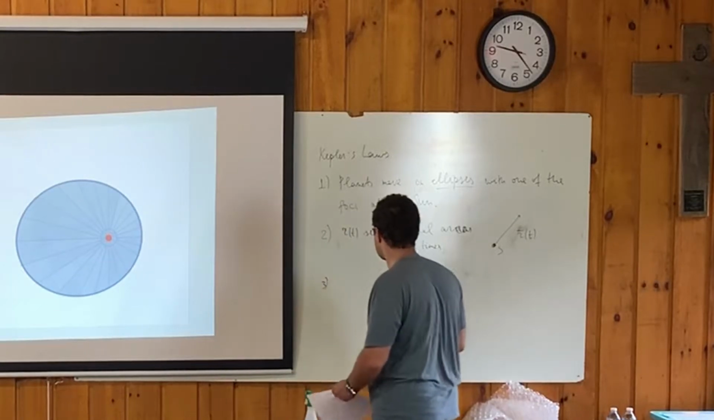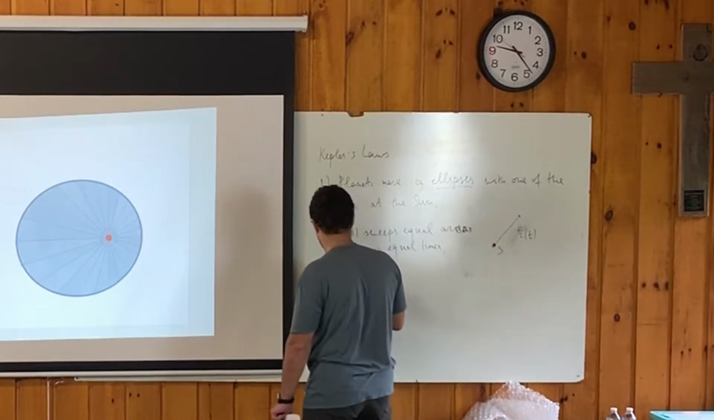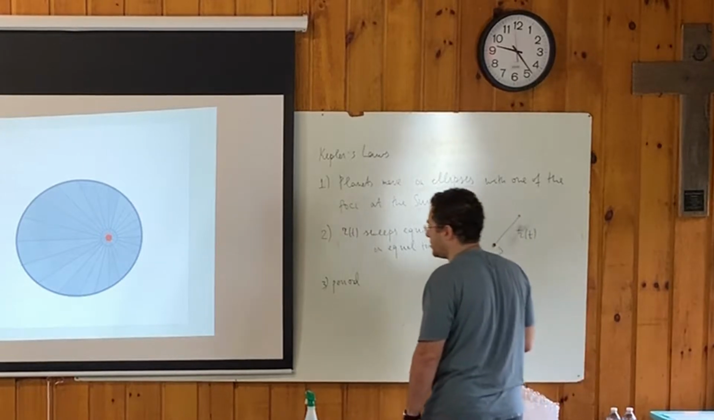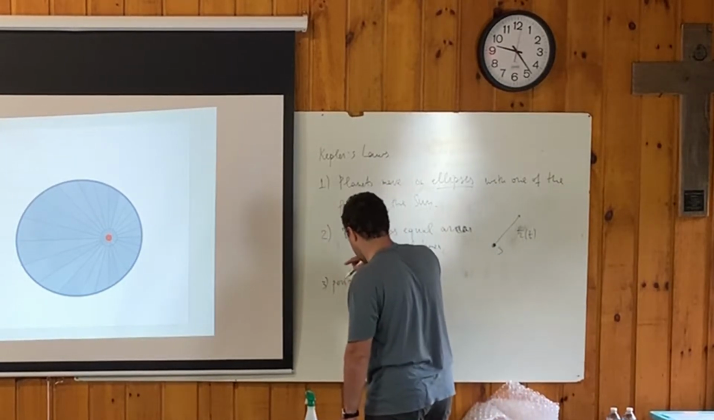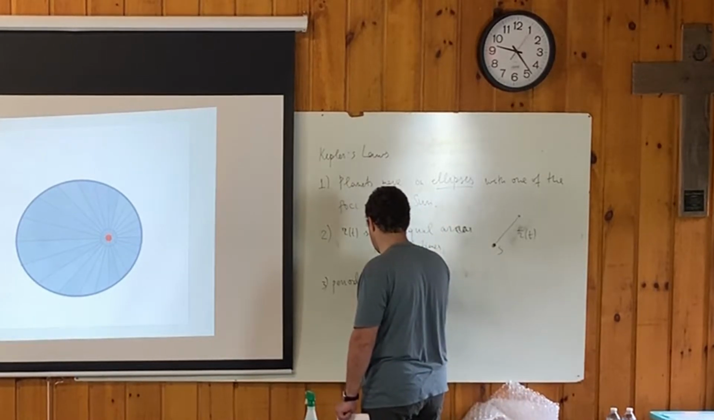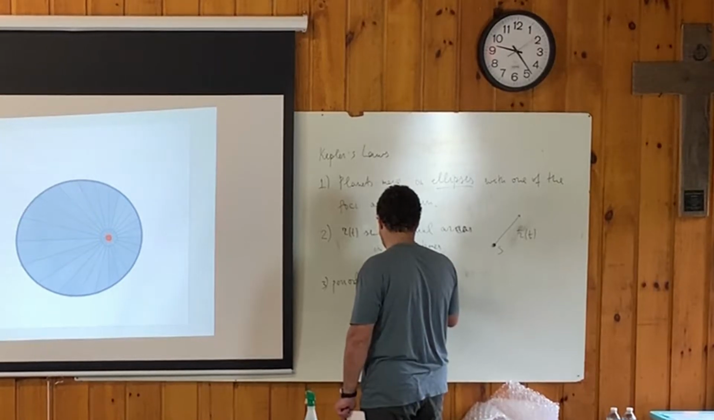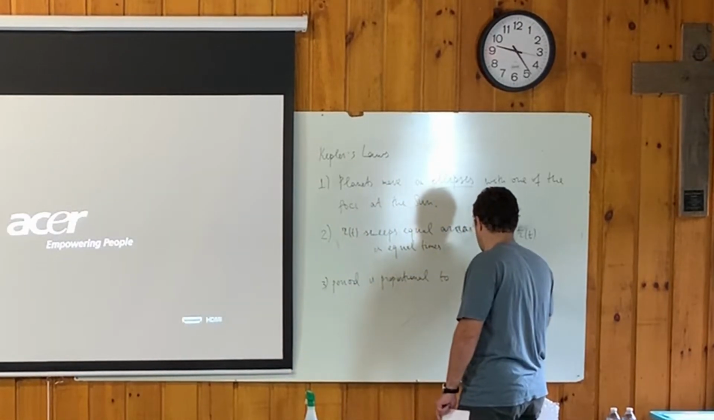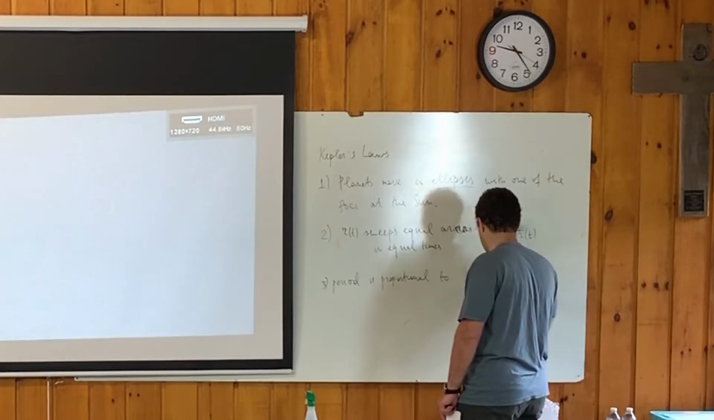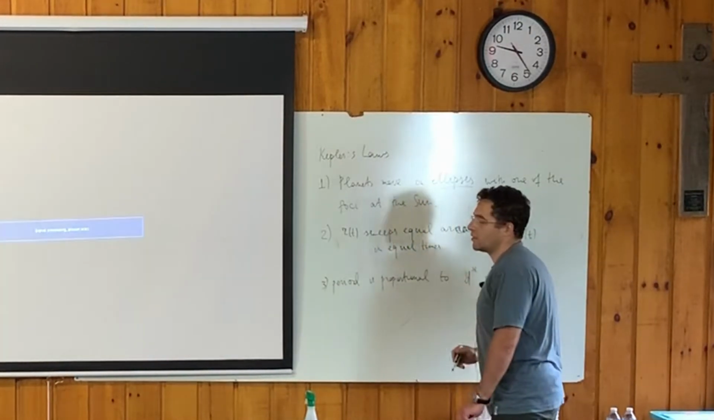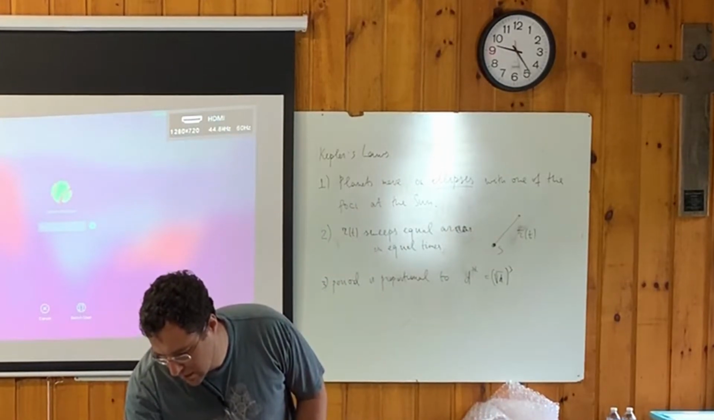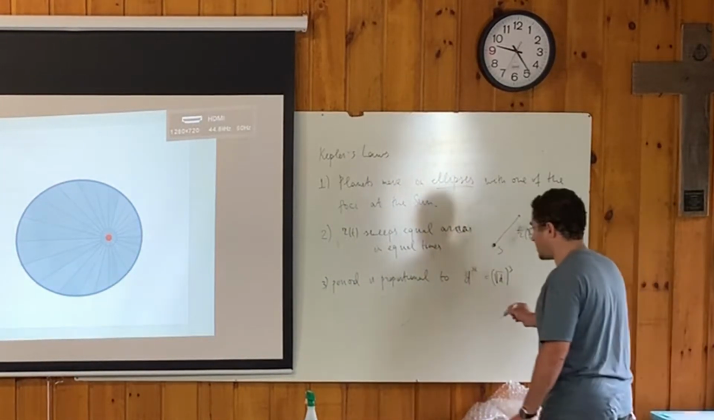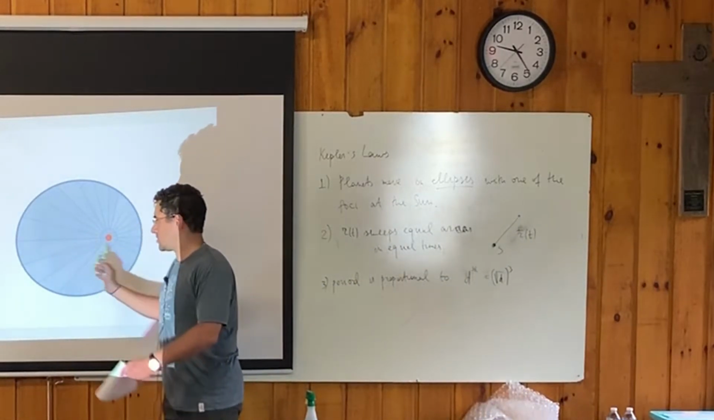And the third law is that the period of the planet going on its orbit is proportional to the major semi-axis, or the diameter d, to the power 3/2, i.e. the square root of d cubed, where d is what's called the major axis, or just the diameter.